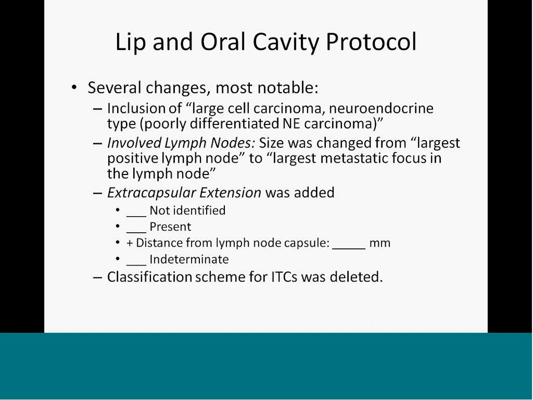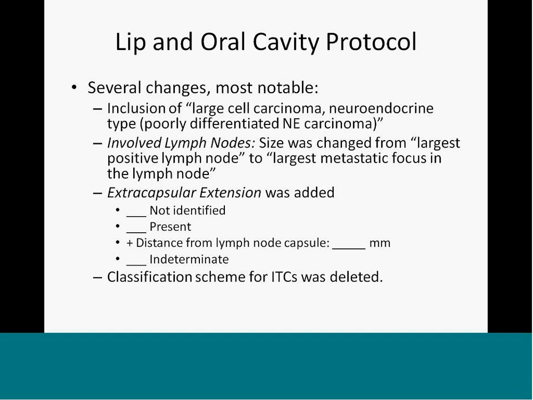We'll start with the lip and oral cavity protocol, and there are several changes made versus the last version, the most notable being the following. The first one being inclusion of a category of large cell carcinoma neuroendocrine type, or poorly differentiated neuroendocrine carcinoma, in addition to small carcinoma among the neuroendocrine tumor category.